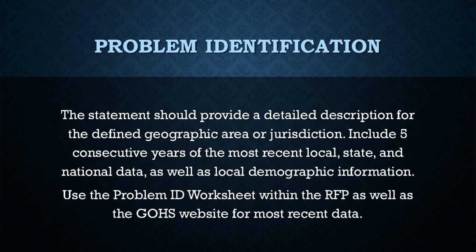Right, so the statement should provide a detailed description for all of the defined geographic area and jurisdiction. It should include 5 consecutive years of the most recent data for local, state, and national if needed, depending on your grant, as well as local demographic information. Use the problem ID worksheet within the RFP, as well as the GOHS website for most recent data. So when you're looking at that problem ID sheet, when you did that little scan, it should be on there. You should have that available to you.